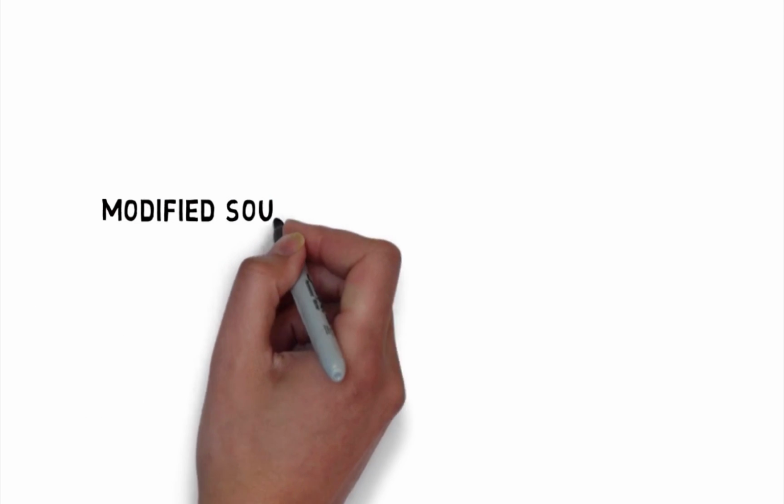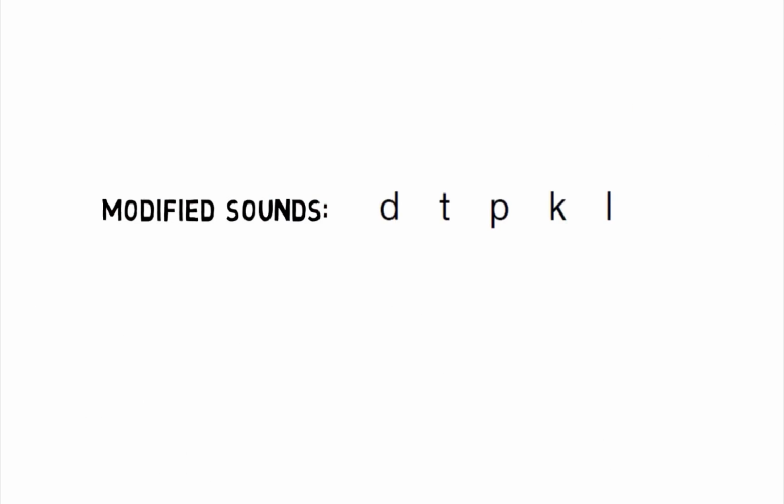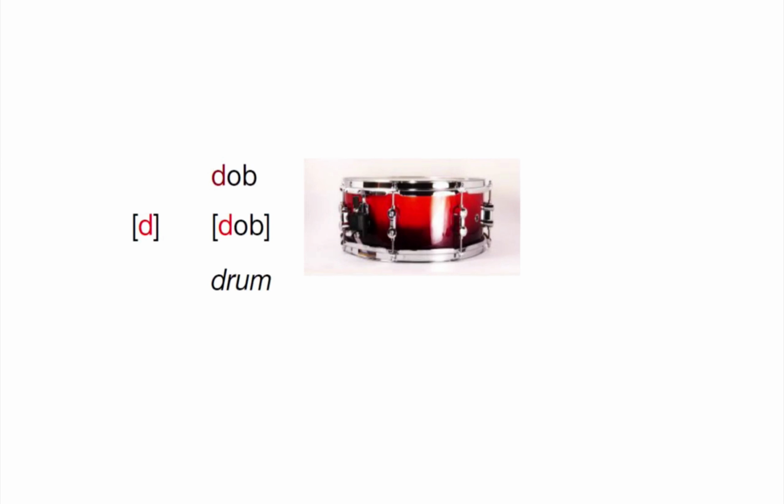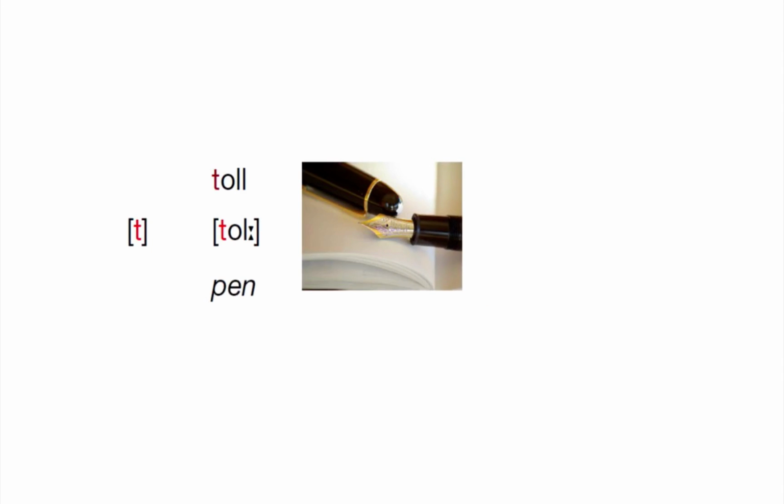After those consonants, we went over some sounds that were a bit different than what you're used to from English. We began with d as in dob. This is a d made with your tongue touching your front teeth. dob, and t as in toll. A T made in that same spot without a big puff of air.